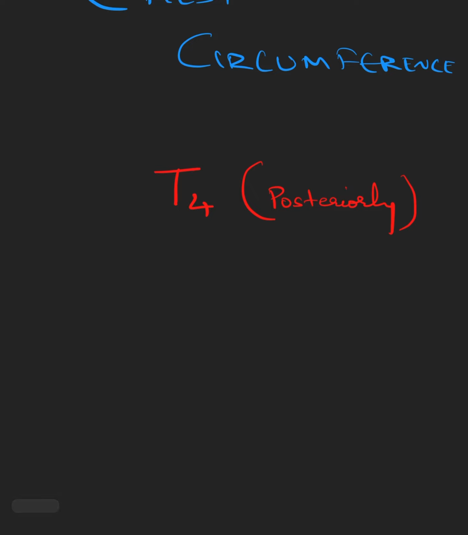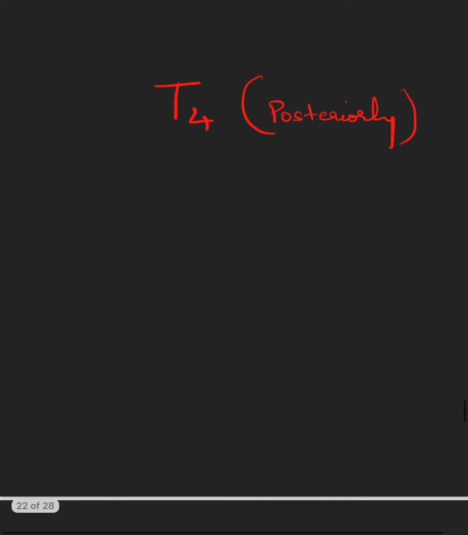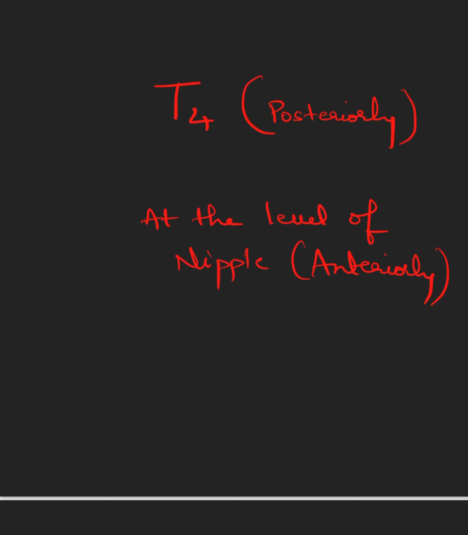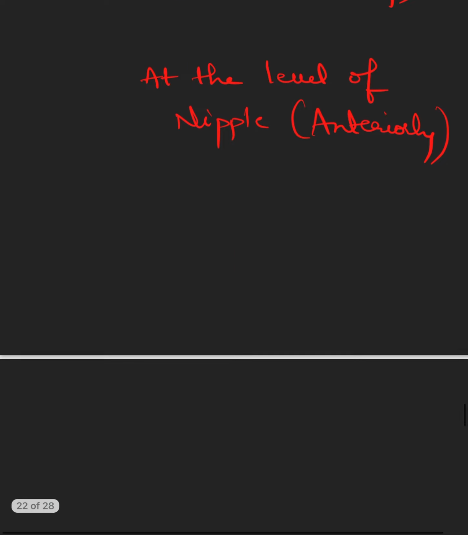C7, the cervical spine, is the palpable vertebra. From there you go 4 vertebrae down, that is T1, T2, T3, T4. Posteriorly, we make that point, and anteriorly, at the level of nipple, we do cross tape method and measure. All circumferences are measured using cross tape method.